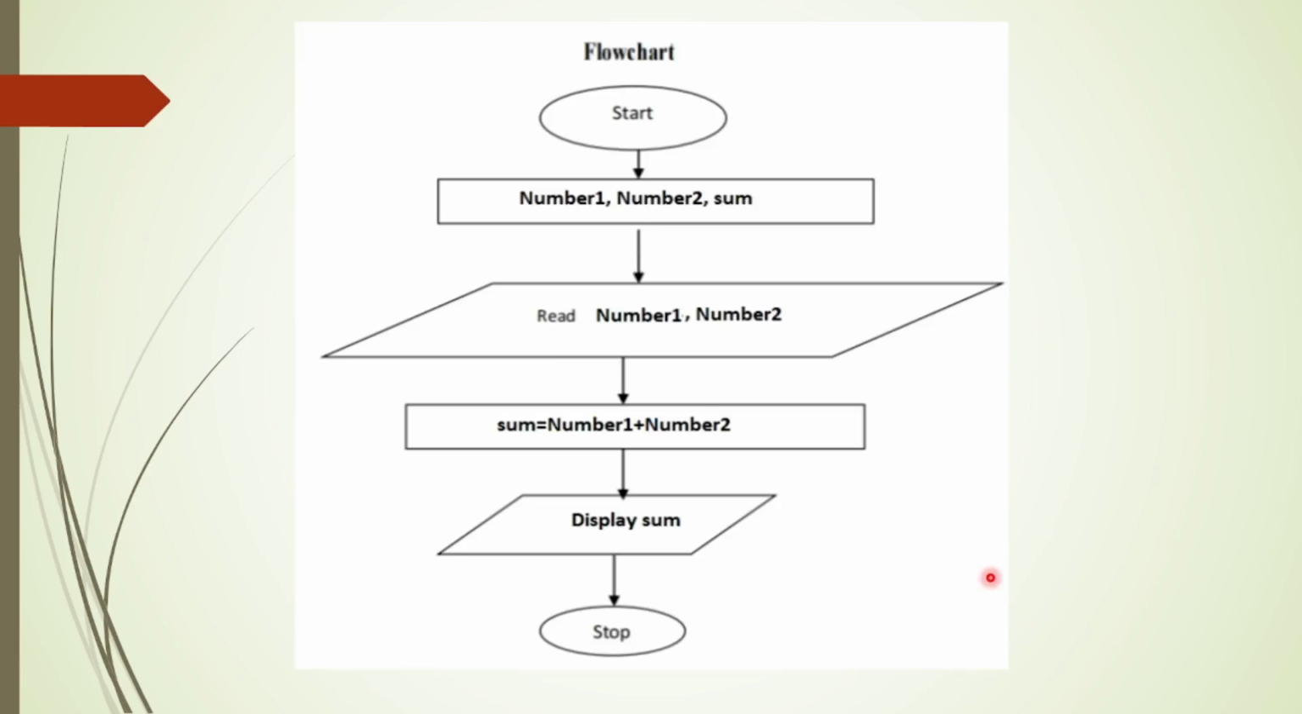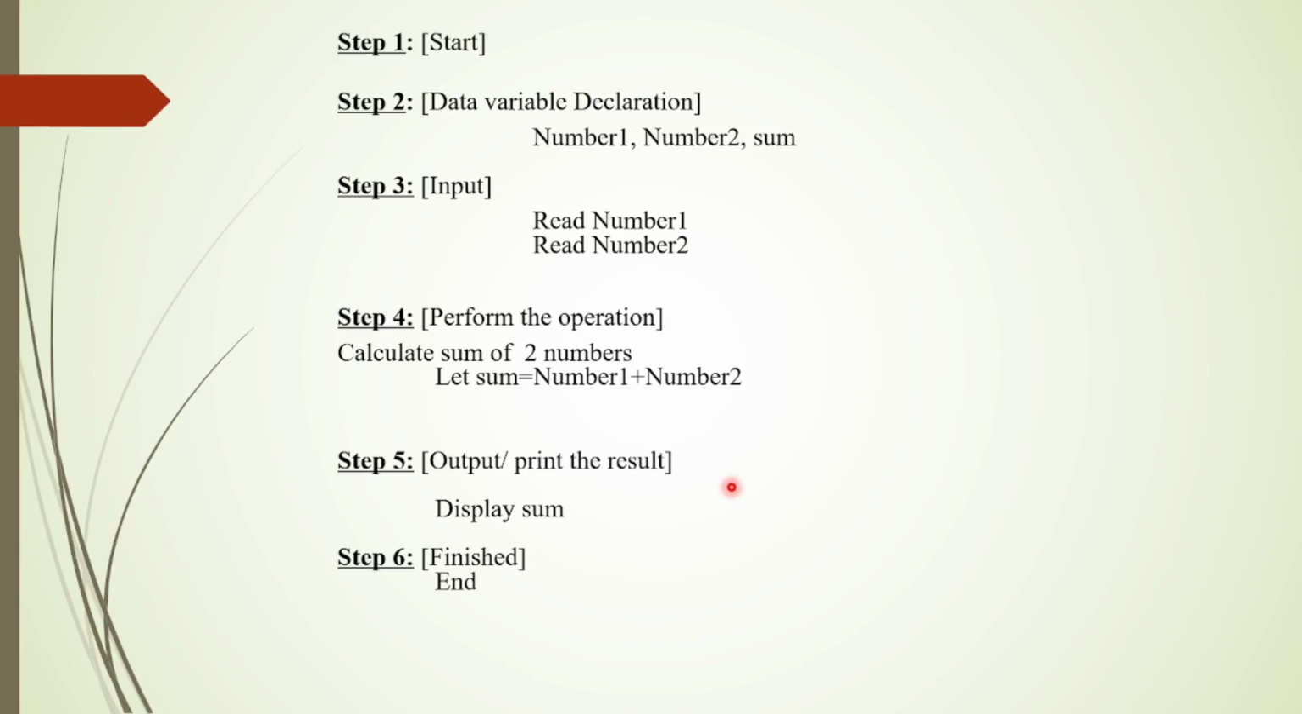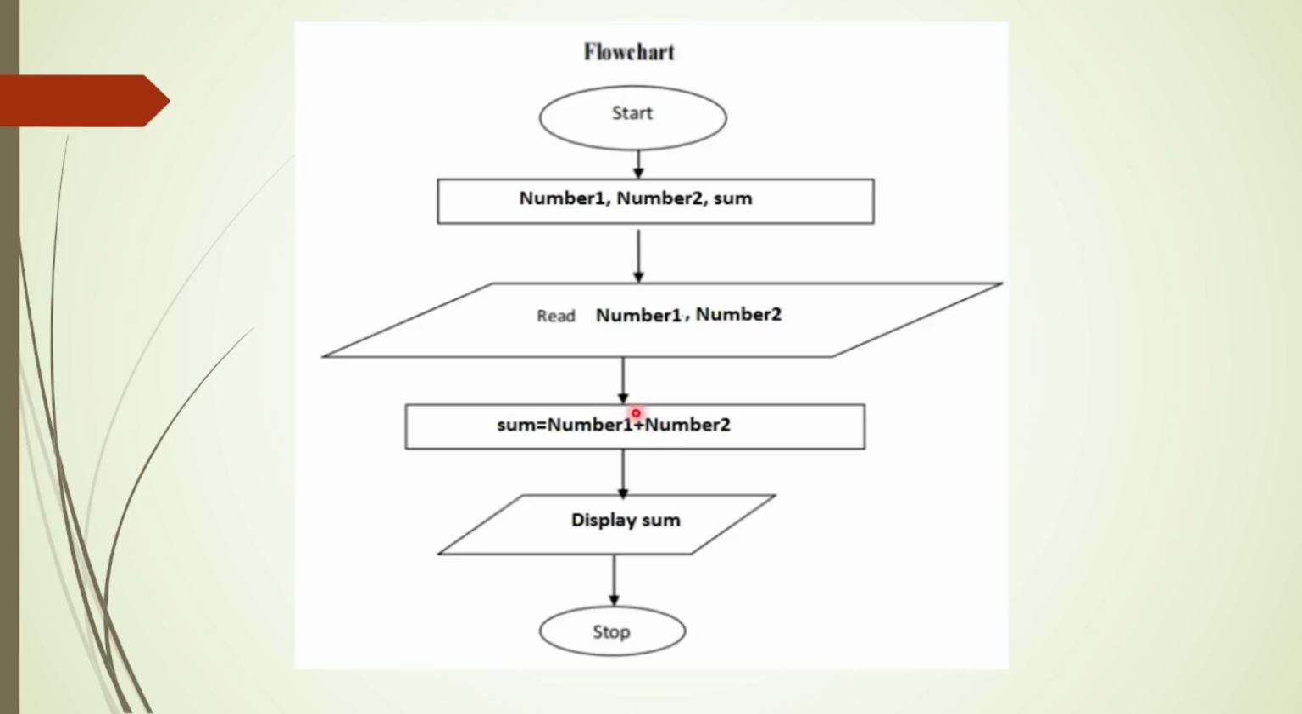Now, suppose you want to subtract two numbers. Just replace plus by minus. You want to multiply two numbers, just replace the plus by star. Division, just replace plus by the division symbol. So that's all. You can use this algorithm as well as the flowchart, and by replacing the symbol or operator, you can use it for anything.